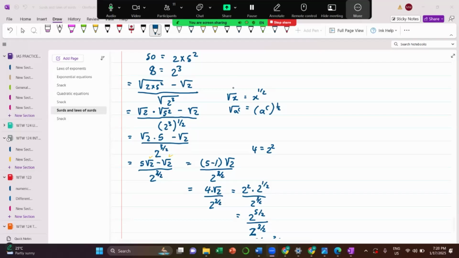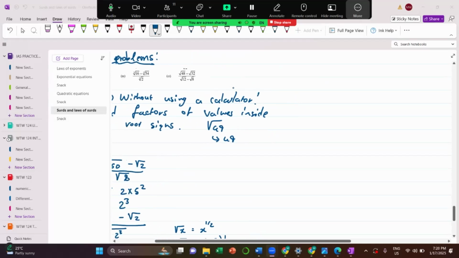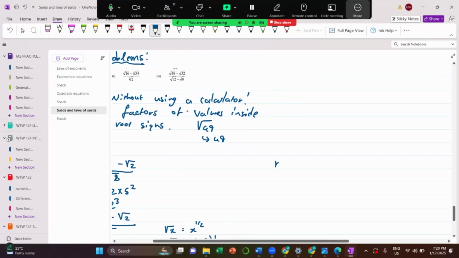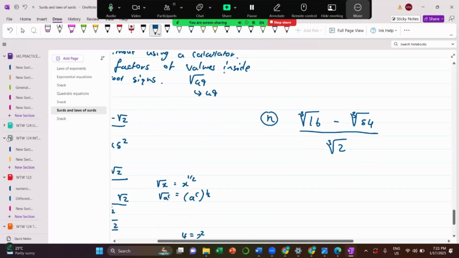So now let's go on to problem N. For problem N, we are given the cube root of 16 minus the cube root of 54, all over the cube root of 2. So what am I going to do? I said we are going to use the calculator to find factors of the numbers inside the root. 16 can be broken down, 54 can be broken down. 2 is just okay as it is.